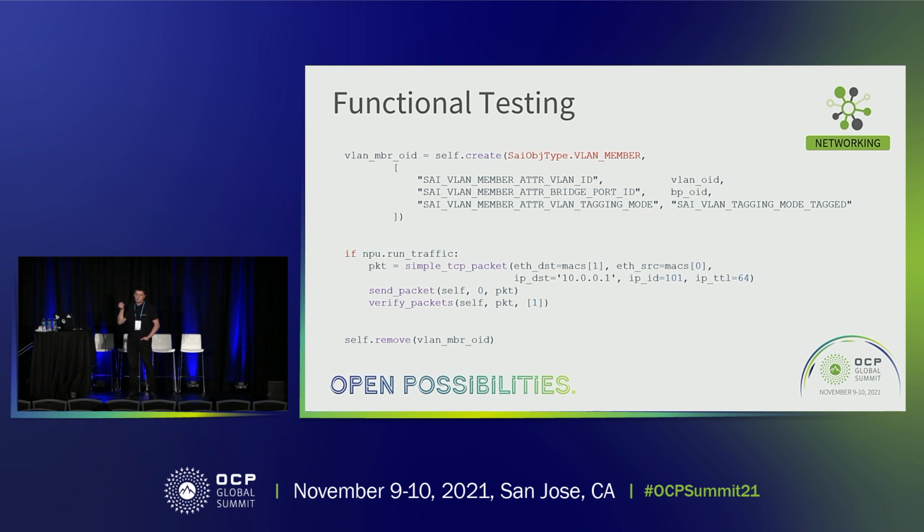which takes the object ID that we are going to remove. There are special cases, separate cases for the objects that are not object ID based, like route or FDB.